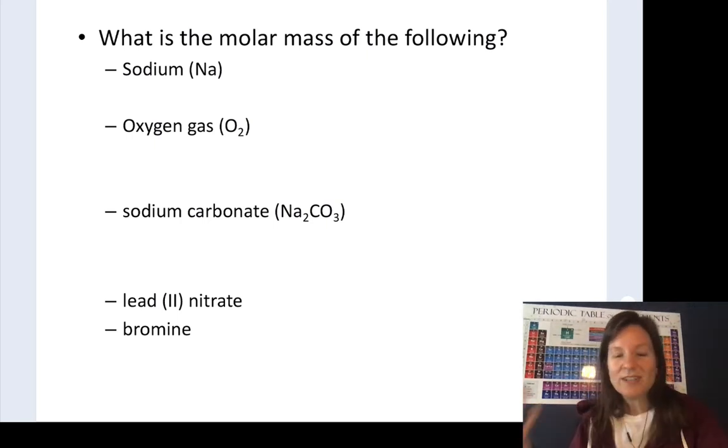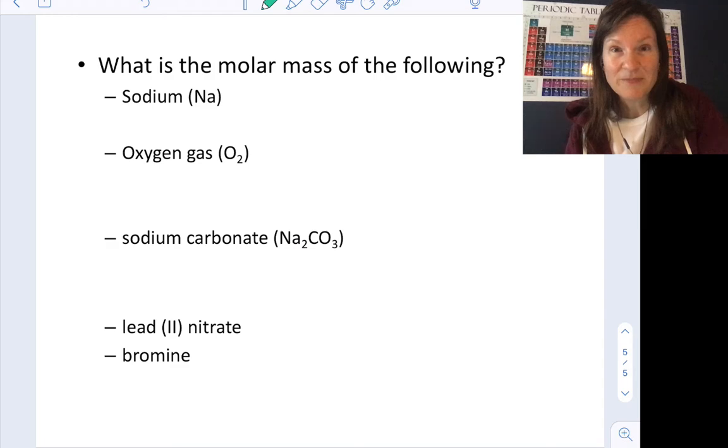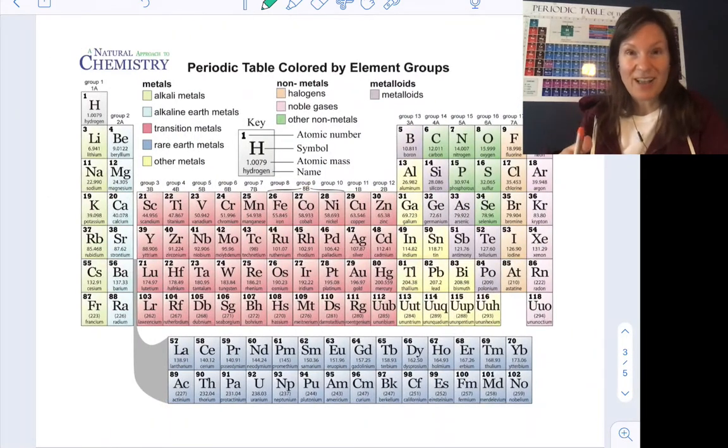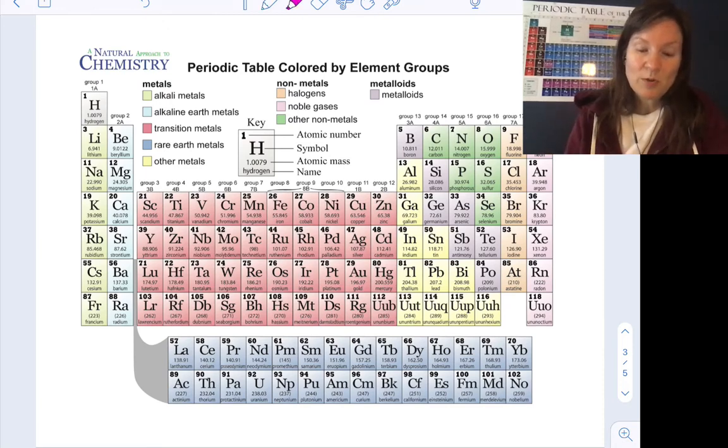So if I asked you, what is the molar mass of sodium? What is the molar mass of sodium? Well, luckily sodium is an element on the periodic table. So to report the molar mass of sodium, I just have to find sodium.